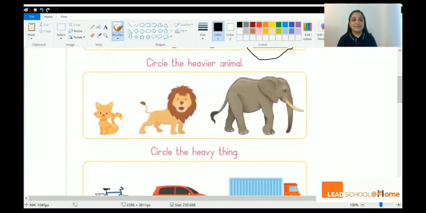Look at this. Do you know what this is? This is a cat. And this is a lion. And what about this? Do you know which animal is this? Yes, this is an elephant. So we know that there is a cat, a lion, and an elephant. Now you have to circle the heavier animal. Which animal? Heavier animal. So look at these three animals and tell me which is the heavier animal.